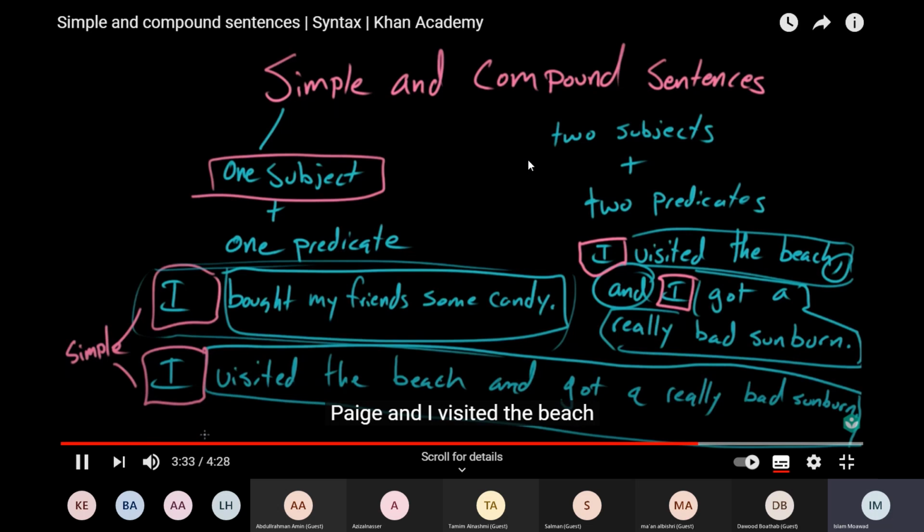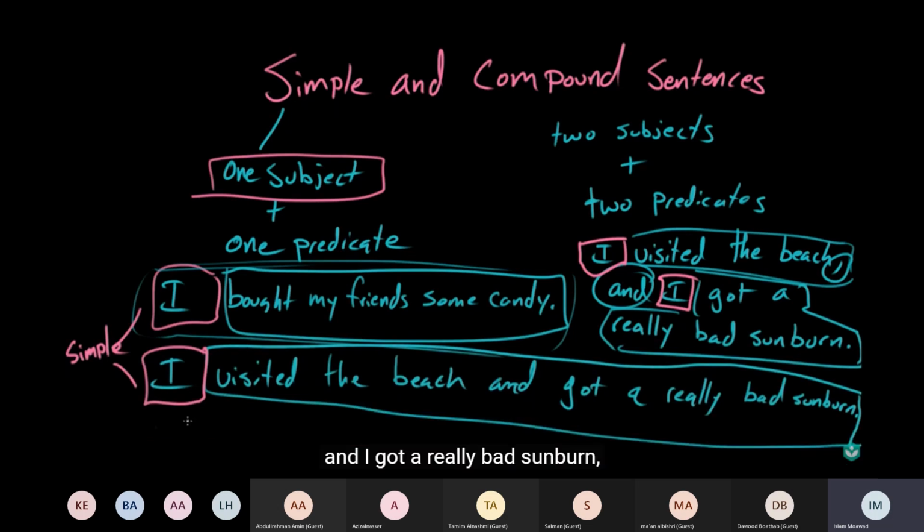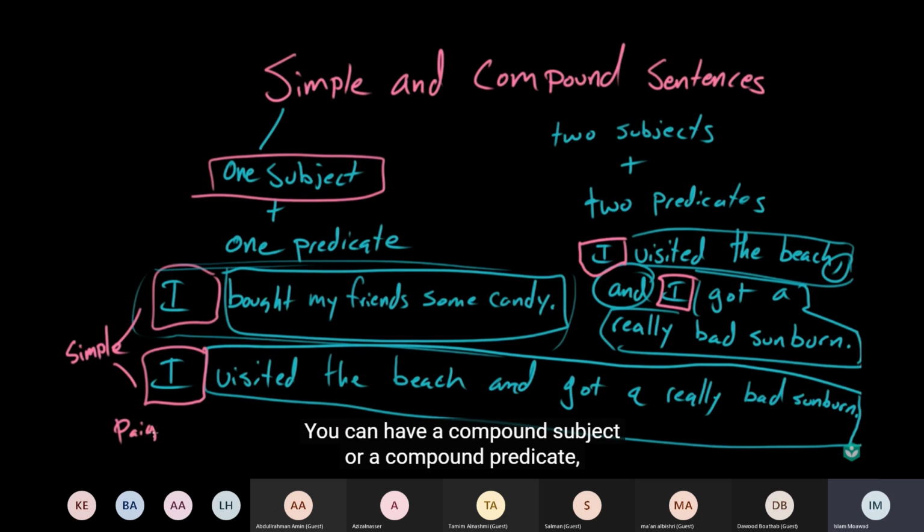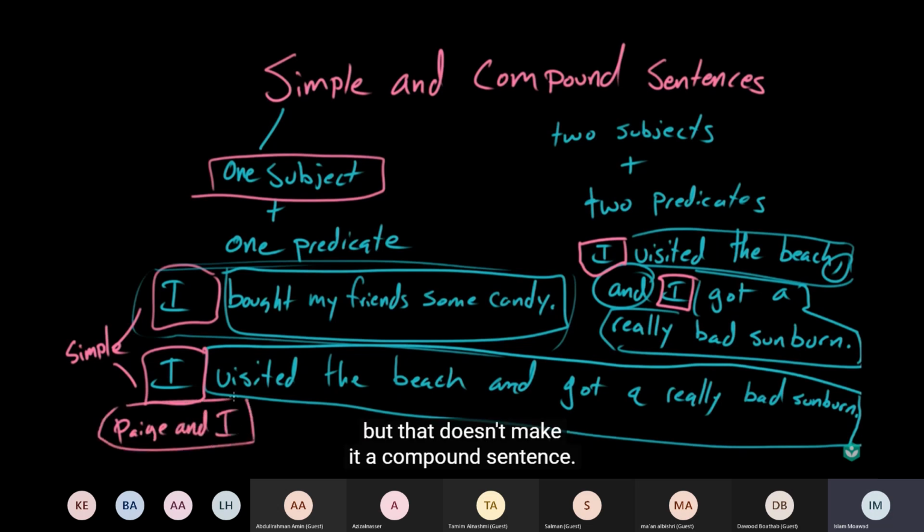Paige and I visited the beach and got a really bad sunburn. That would still be a compound subject, but it wouldn't be two sentences squished together. It would be one kind of long sentence. You can have a compound subject or a compound predicate, but that doesn't make it a compound sentence. What makes it a compound sentence is you have two parts that can stand on their own as individual sentences, and they're sort of being put together.